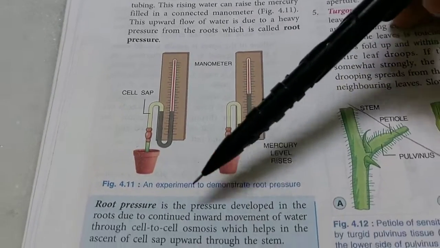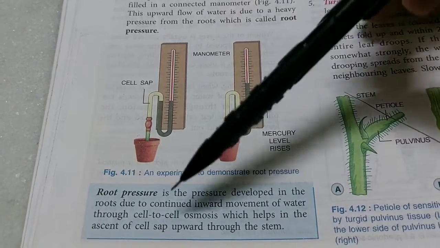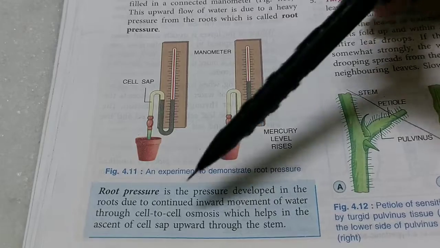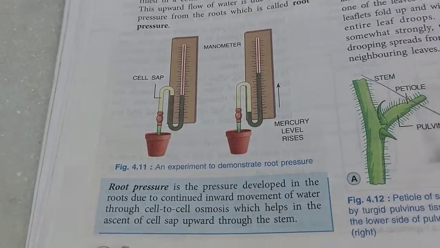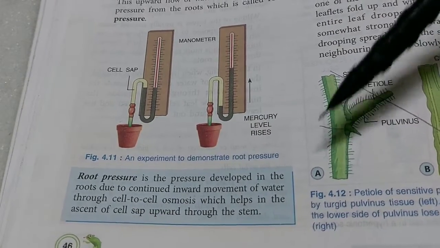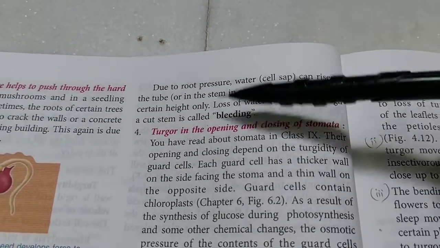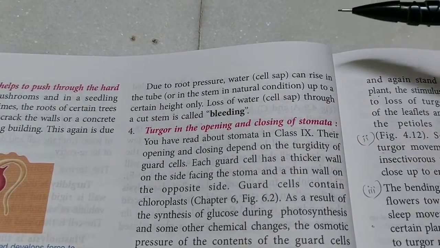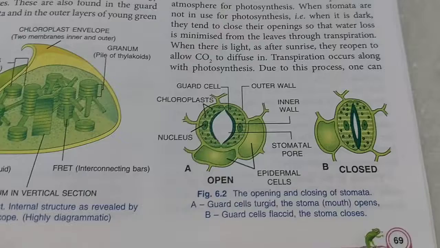So the definition: pressure developed in the roots because of continued inward movement of water because of cell-to-cell osmosis, which helps in the ascent of cell sap through the stem. So if you cut a tree somewhere at a bark or something, some cell sap may ooze out, and that is called bleeding. It can happen at any time of the day, and that is also an evidence that there is a root pressure.